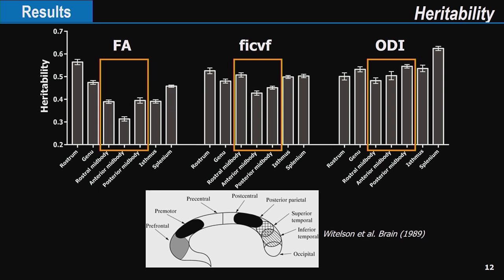This body part of the CC is mainly connected to the primary motor and sensory cortices, which need to adapt to the varying sensory experience and motor activities during daily life. So this may be the reason why this part of the CC has lower heritability and is more influenced by environmental factors.